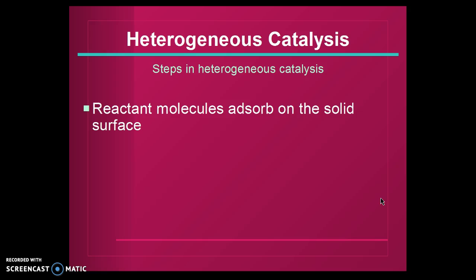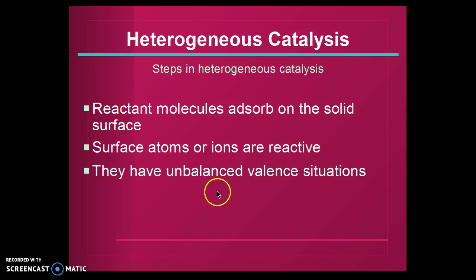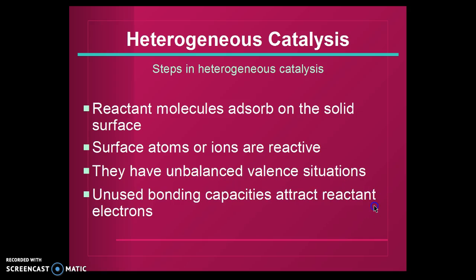Now, reactant molecules, as with the product, hydrogen, in the electrolysis of water, adsorb on the solid surface. That means they actually dissolve in the solid surface. That makes the surface atoms or ions reactive. It creates an unbalanced valence situation, and then unused bonding capacities in the catalyst will attract the electrons. So you can imagine half-filled or completely filled d orbitals available on the surface of the catalyst, and the electrons in the reactant are attracted to them.